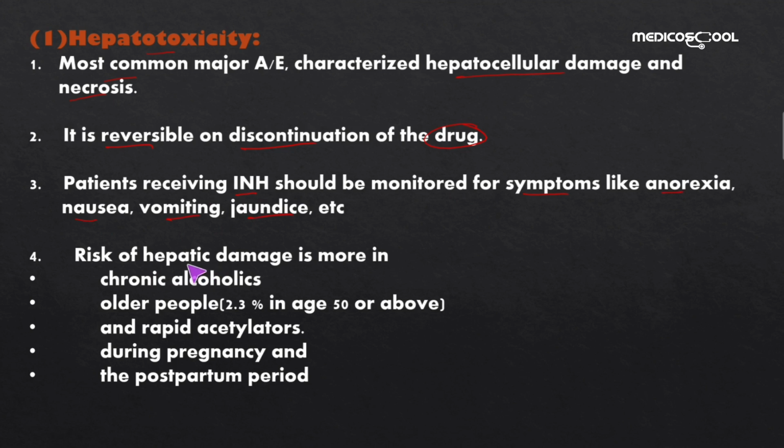And this hepatic damage, the risk of hepatic damage, is much more in people like chronic alcoholics and older people. People at the age of 50 or above have about 2.3% chances of getting this hepatotoxicity due to isoniazid. The risk is also much more in rapid acetylators, during pregnancy, and during the postpartum period.